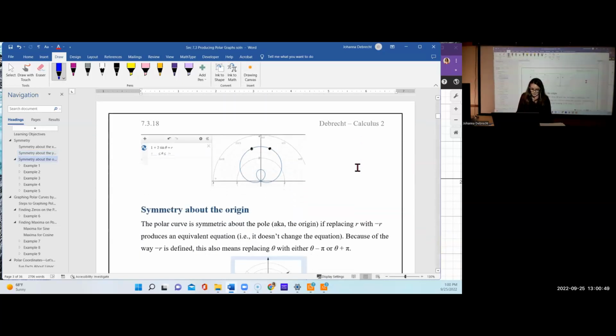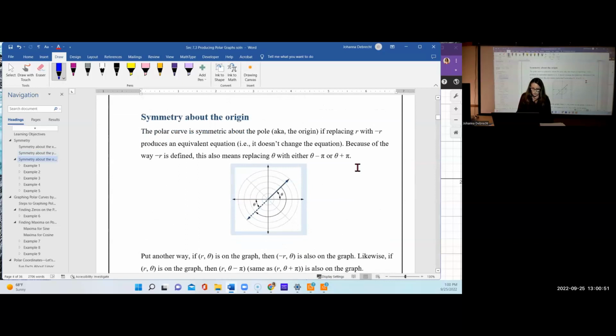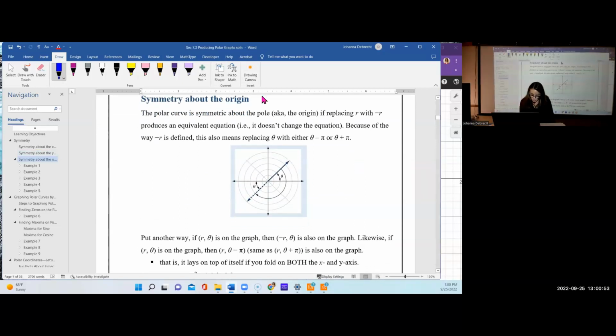Now, the third type of symmetry would be symmetry about the origin, which is also called the pole. All right, so about the pole. So this is our third type. And just as we had with rectangular systems, if it has two types of symmetry, then it has to have all three. So it's not possible to have precisely two. It either has no symmetry with respect to those three things, or it has one type of symmetry, or it has all three. You cannot have two types.